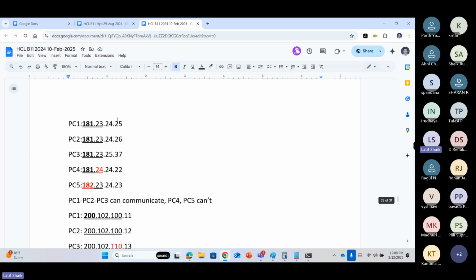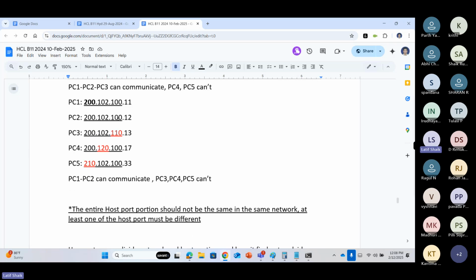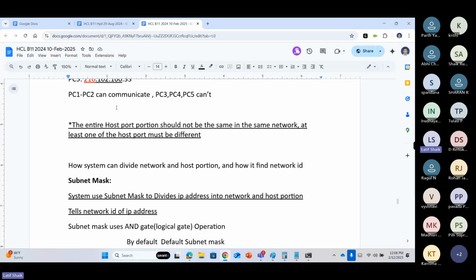Okay, I've given some examples, so read the examples and try them. And also, the entire host portion may not need to be the same. It can be different for any of the host portions.